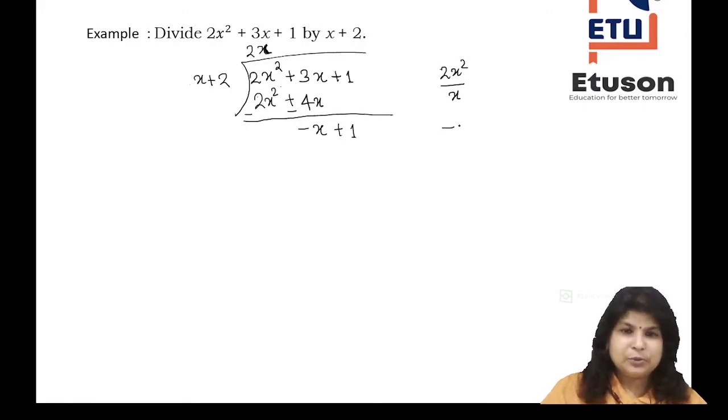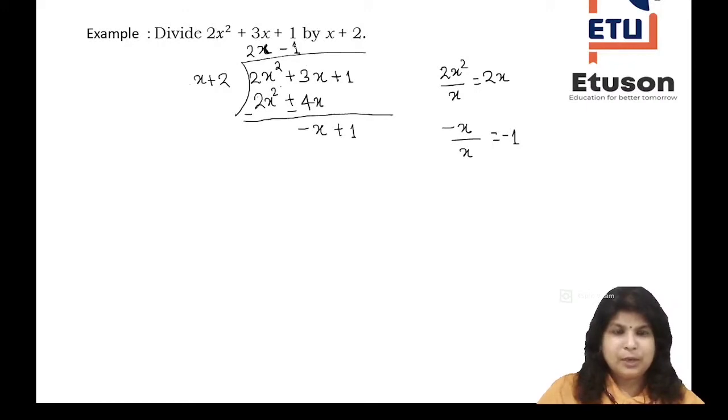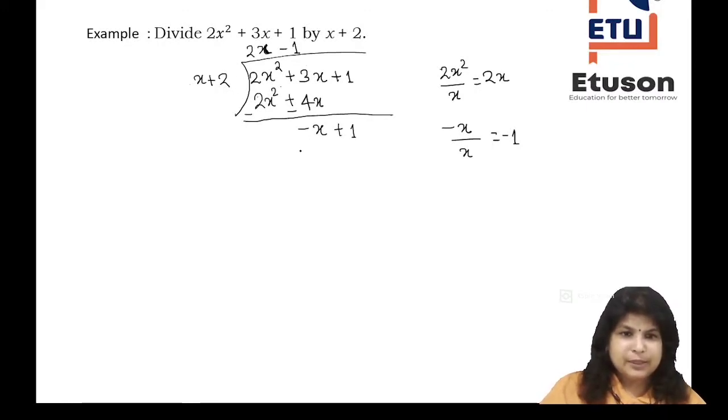So what you do? Again you divide minus x divided by x. That is equal to how much? Minus 1. So I will write minus 1 here. So now I will multiply this minus 1 into x plus 2. So I will get minus x minus 2. Correct? So what will be your answer then? So your answer is 3.